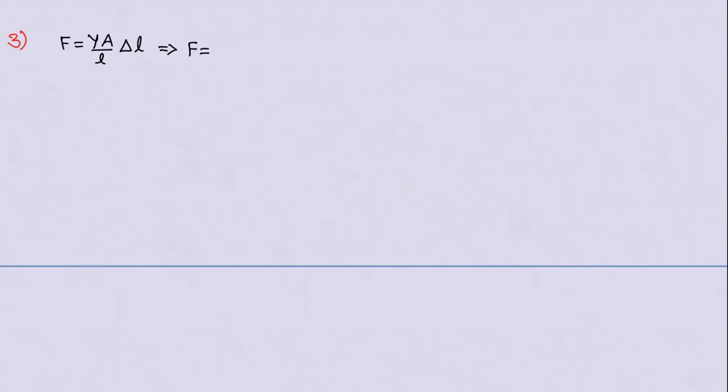Young's modulus is given: 2 into 10 power 11. Area, observe, is 1 centimeter square, which means 10 power minus 4 meter square, by length. And the change in length is the length itself, because the total length you have to make double, right? So change in length is L itself. So L, L gets cancelled. So the force required will be 2 into 10 power 7 Newton.